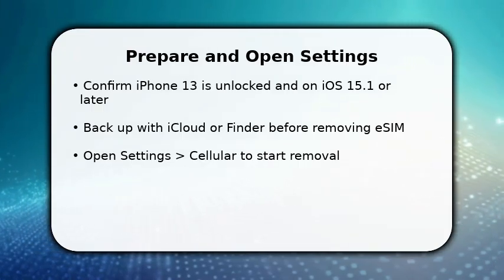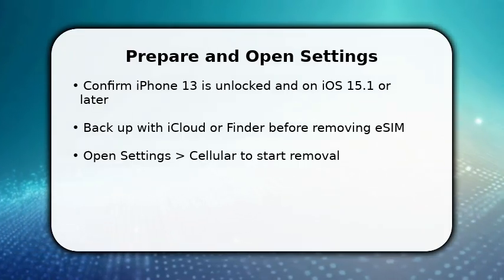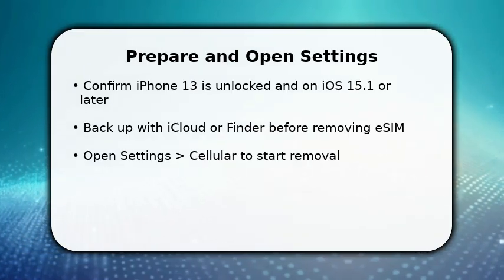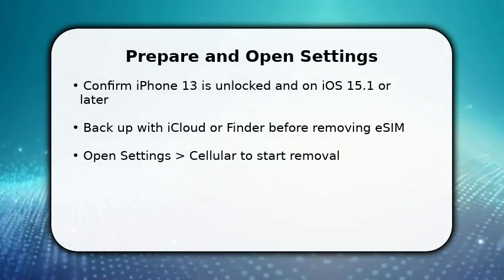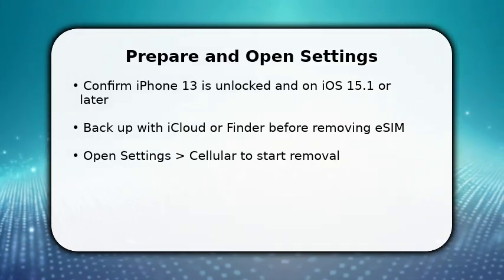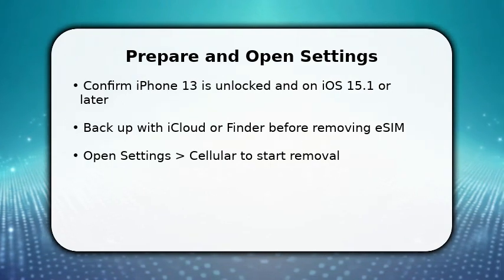Tap the eSIM label you want to remove. This shows plan details and options. Once done, tap Remove Cellular Plan to initiate deletion. You do this because removing the eSIM clears carrier provisioning and any roaming profiles tied.